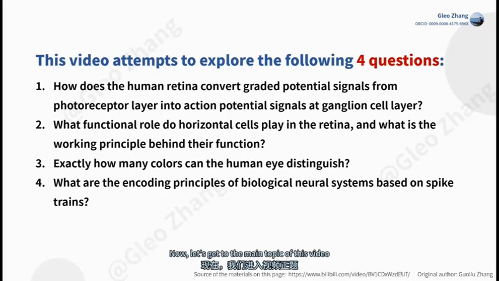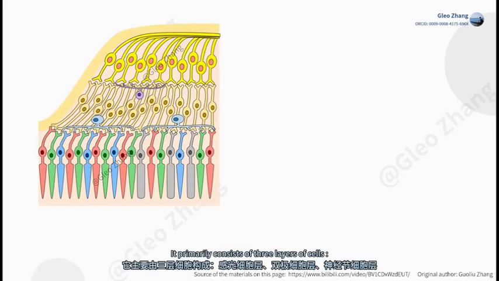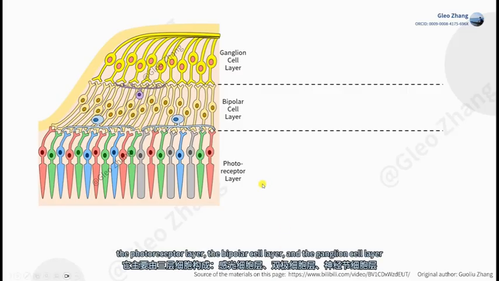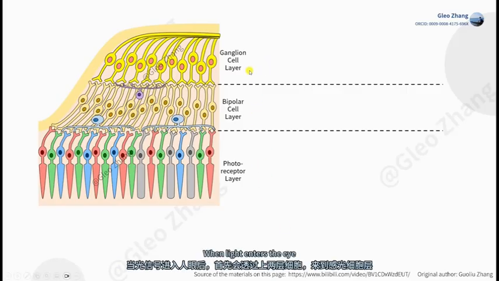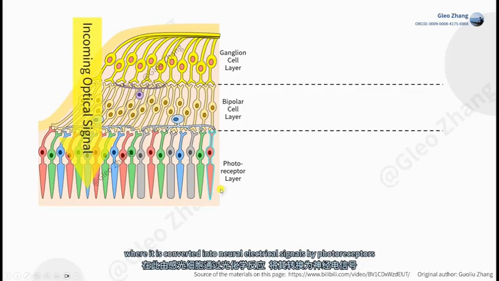Now, let's get to the main topic of this video. The organizational structure of the human retina is shown in the figure. It primarily consists of 3 layers of cells: the photoreceptor layer, the bipolar cell layer, and the ganglion cell layer. When light enters the eye, it first passes through the upper 2 layers of cells to reach the photoreceptor layer, where it is converted into neuroelectrical signals by photoreceptors through photochemical reactions.